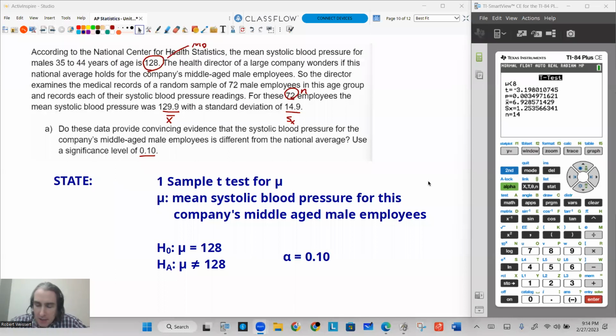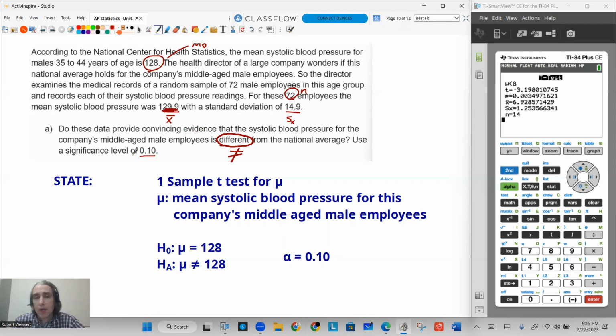Okay, here's what I got for my state. I stated that we're going to conduct a 1-sample t-test for mu. Define what mu was: it's the mean systolic blood pressure for this company's middle-aged male employees. And I have my hypotheses. Now, your hypotheses are honestly what's most important here. And because of this word different, that's why I'm using the not equal to. It didn't say more than, it didn't say less than, it just says different from. So even though our number in our sample was more than, and we could have easily gone into the greater than direction, the wording says different, so we want to use not equal. And notice that our alpha is 0.1, so that's not the 0.05 that we're used to.